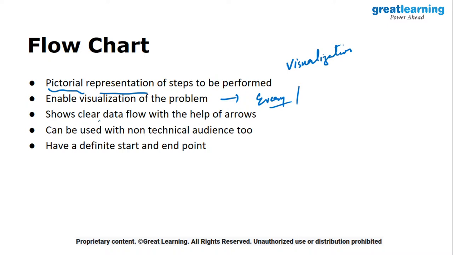Okay, now it shows clear data flow with the help of arrows. Now we will be using some kind of arrow structure that helps us to show the flow that is there. Okay, this is the first step, then the arrow will help us to show the second step, and so on.